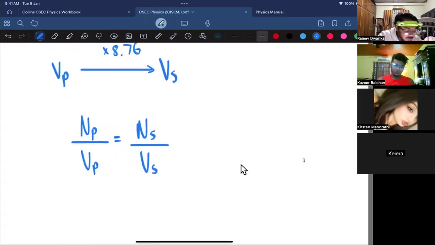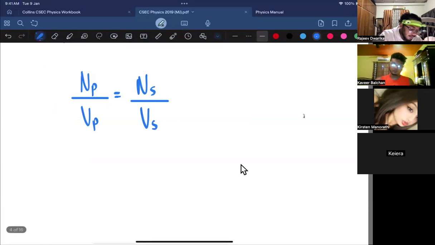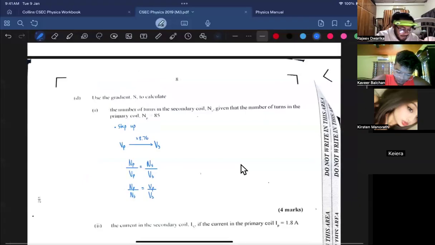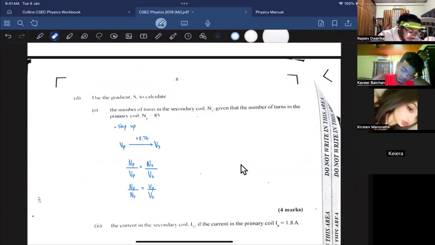All right. If we rearrange this, we will get NP over NS is equal to VP over VS. I feel like I should know a real complicated method. I will show you this method just now. It's an easier way to do the question.